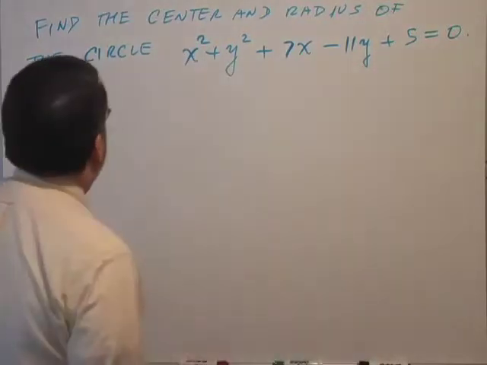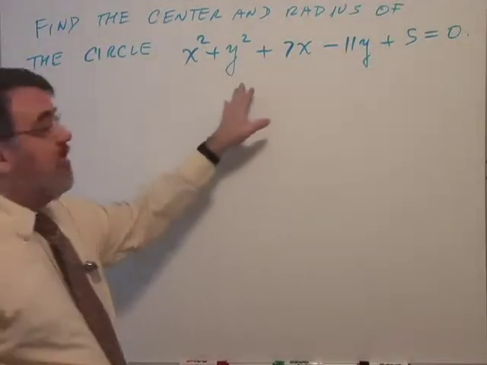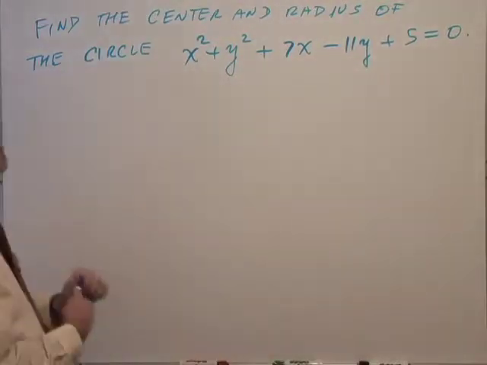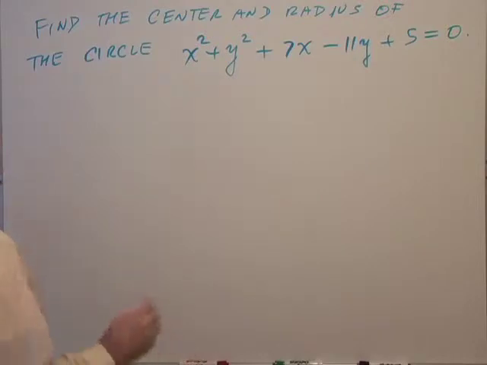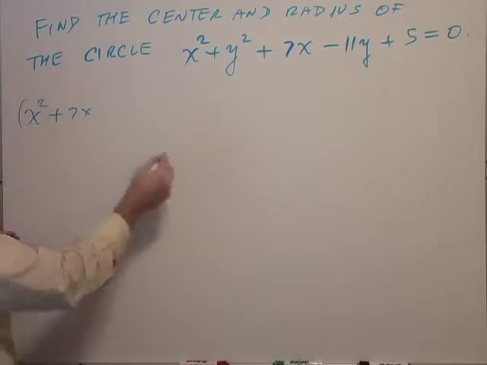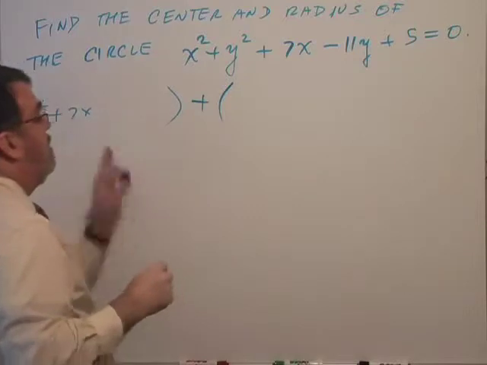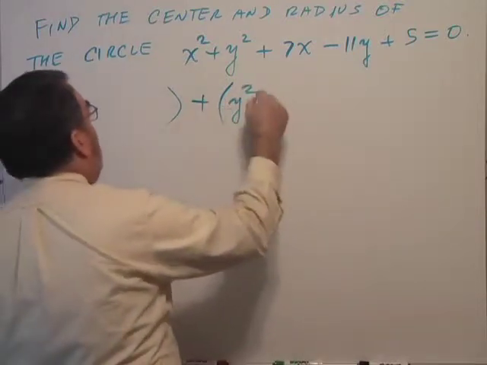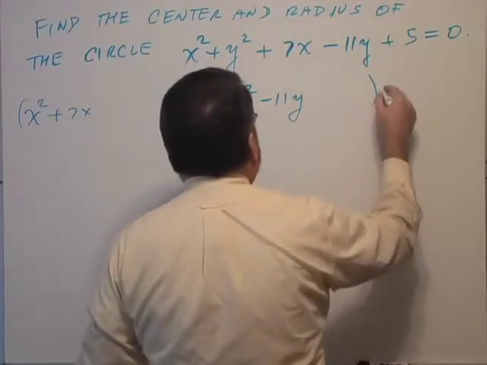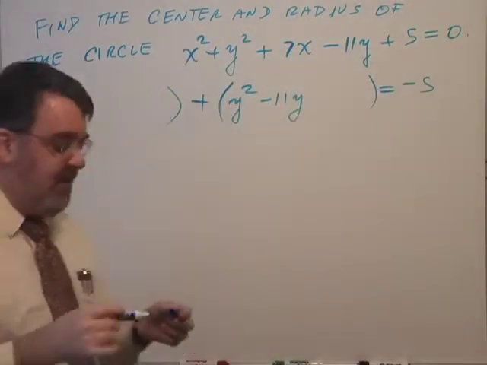So, all right, same as before. Find the center and radius of the circle, but this circle is going to be x squared plus y squared plus 7x minus 11y plus 5 equals 0. All right, so I'm going to separate the terms again. So x squared plus 7x, separate that, make a space, plus y squared minus 11y, make another space, equals negative 5. So I brought the 5 to the right side and it went over as a negative.